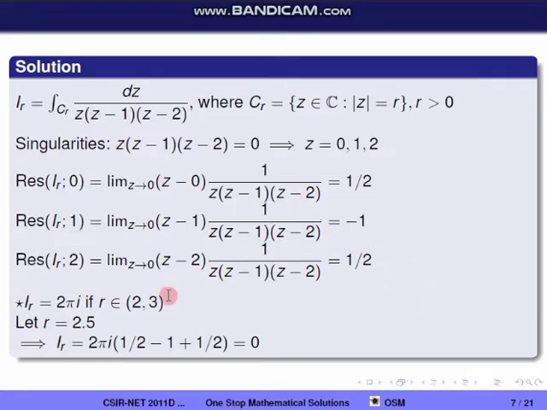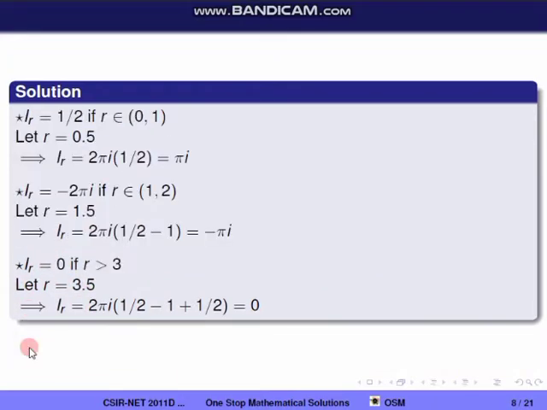Now we will check the options one by one. First option: IR equals 2 pi I if R is an element of (2, 3). I am taking R equal to 2.5. If R is 2.5, all the singularities lie inside. So IR equals 2 pi I into the summation of all the residues. When we find that value, it is equal to 0, but we are getting something other than 2 pi I, so this option cannot happen.